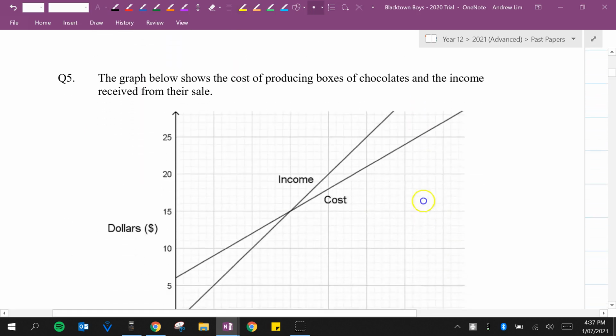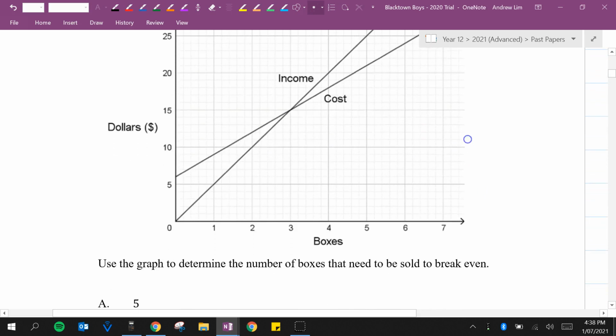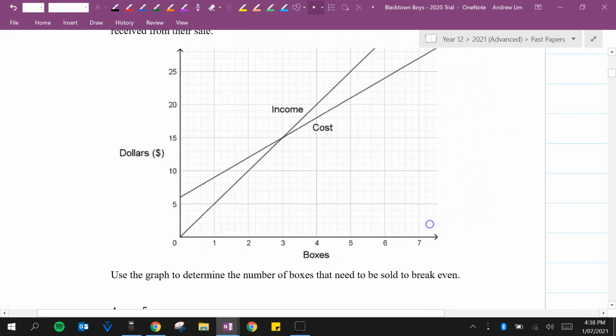Question 5. The graph below shows the cost of producing boxes of chocolates and the income received from their sale. Use the graph to determine the number of boxes that need to be sold to break even. Well, break even point is when cost is equal to income, or revenue. So that's it, it's just 3.